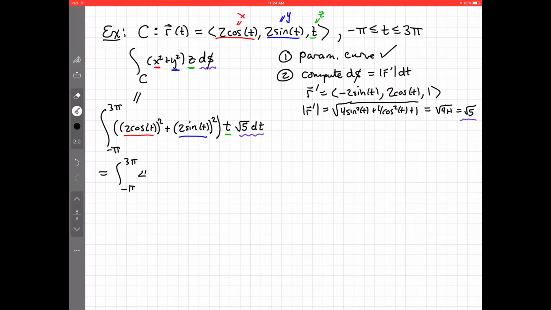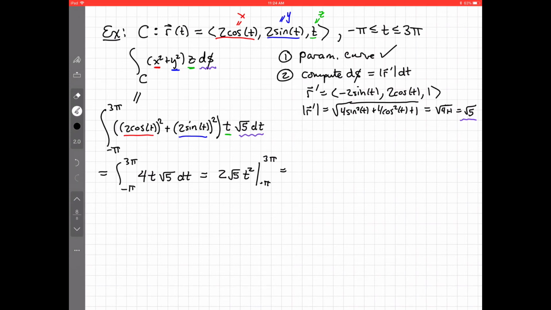So the first part's just collapsed down to 2 squared, or 4. We have 4t square root of 5 dt. Again, we'll get a nice clean integral here. The integral of 4t would be 2t squared. So we have 2 square root of 5 t squared, evaluated at 3 pi and negative pi.